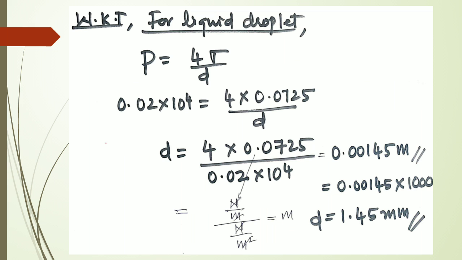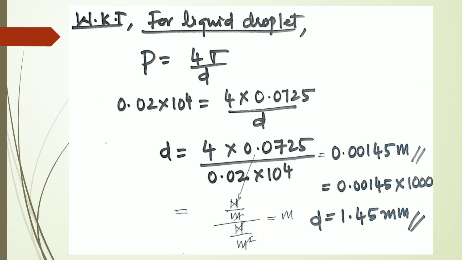If I stop at that, or if I want to write in mm also, you can multiply by 1000. Meter to mm, multiply by 1000. If I do, then mm will come. No problem. Okay. If you want to stop at meters, you can stop at that value. D is equal to 0.00145.